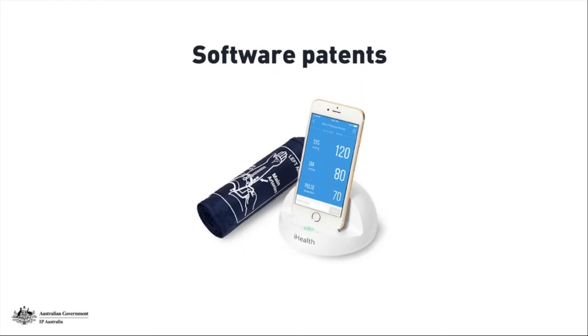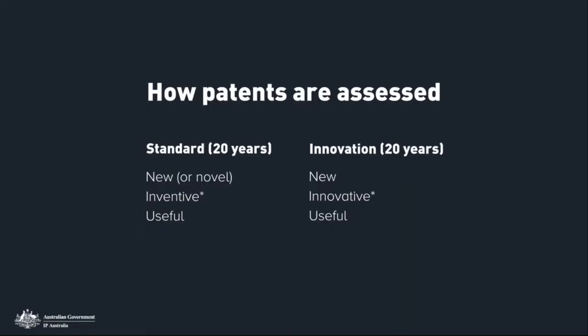You could also patent a method of using an app that uses a new kind of algorithm to more accurately measure blood pressure. This solves the technical problem of improving the accuracy of the digital measurement, and the mobile device is merely a tool to perform the method. And now I'll pass back to Israela, who will give you some more details on how patents are assessed.